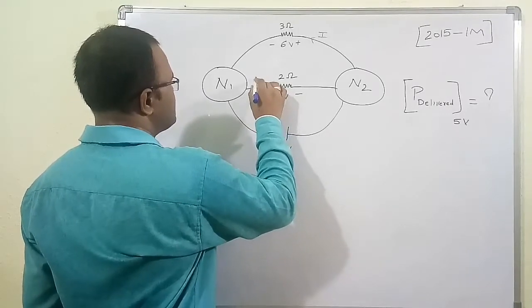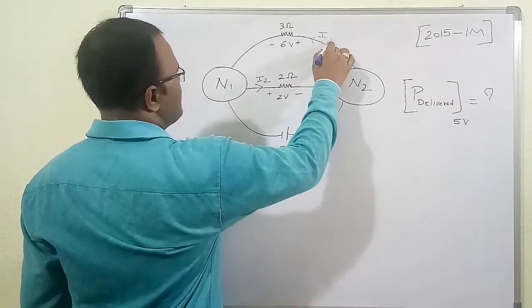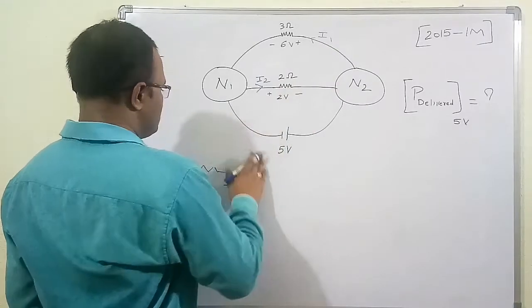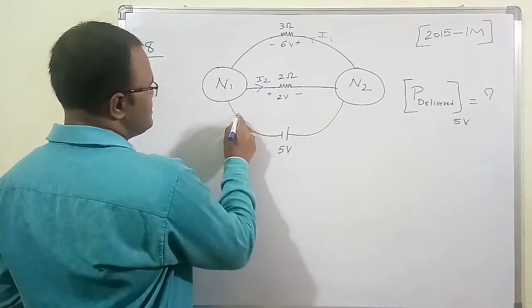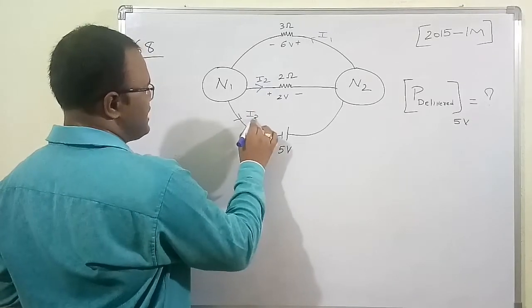So here also the current is I2. If you assume this is I1 and this is I2, then I am assuming the direction of the current in the 5 volt source is in this direction. Let me assume which is I3.